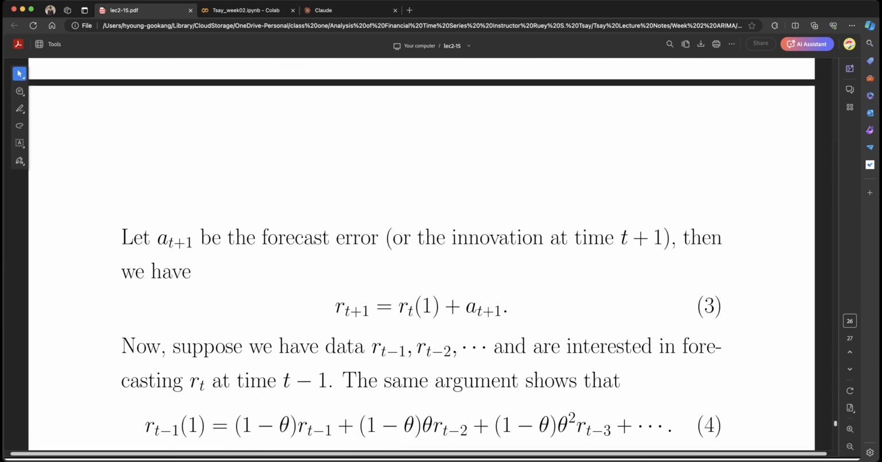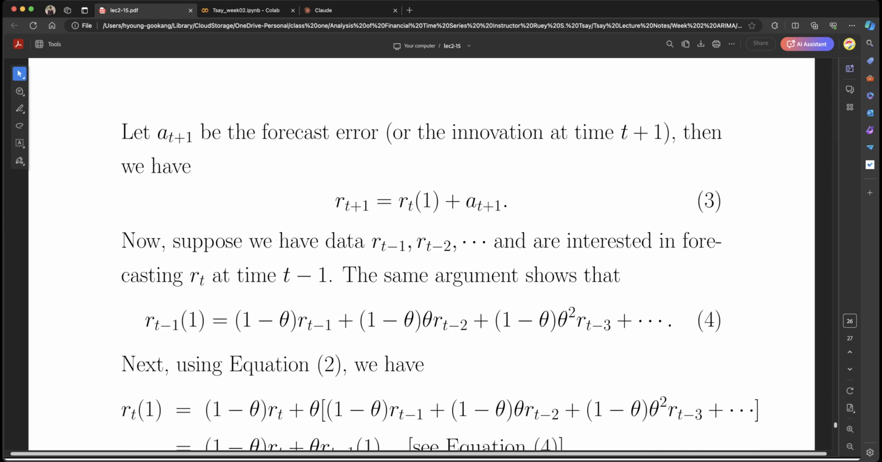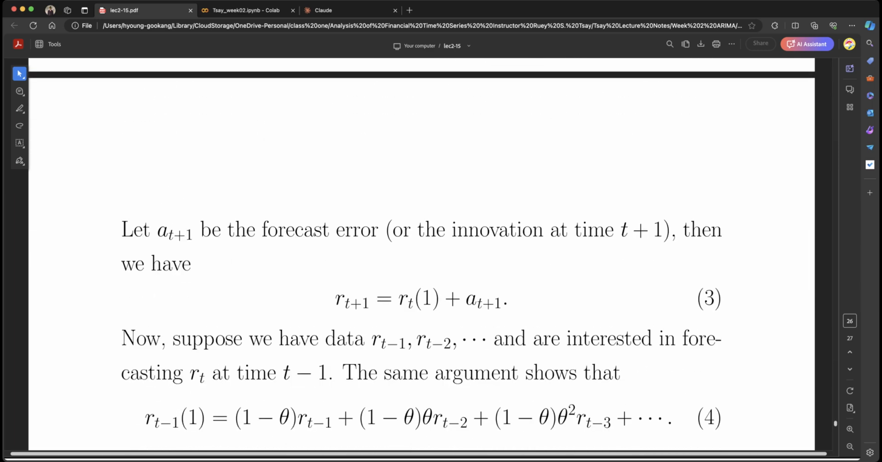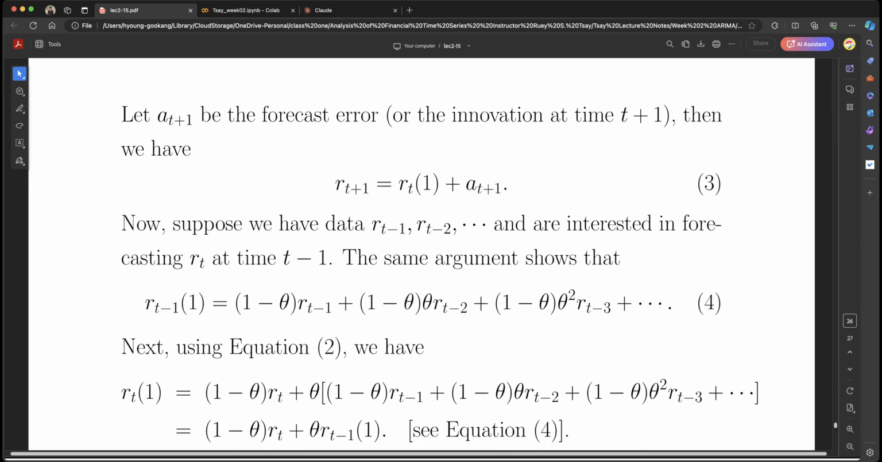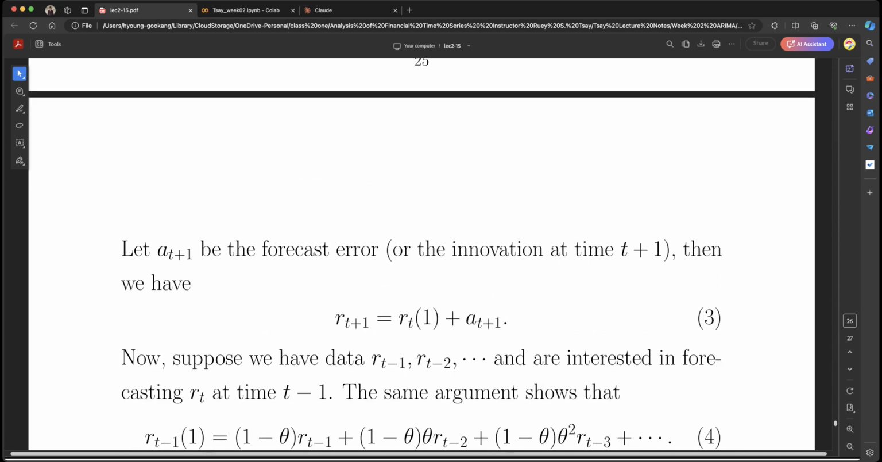And then let a_{t+1} be the forecast error, or the innovation, at time t+1. Then we have r_{t+1} equals the forecast plus a_{t+1}. This is the forecasting error, the difference between our estimate, which is this one, and the observation. Now suppose we have data r_{t-1}, r_{t-2}, and are interested in forecasting r_t at time t−1. The same argument shows that the forecast should be something like this one. Okay, same.